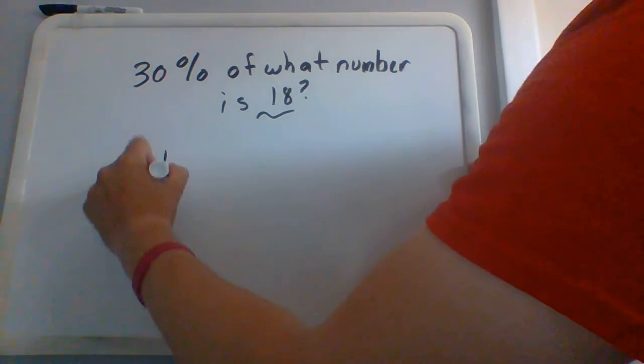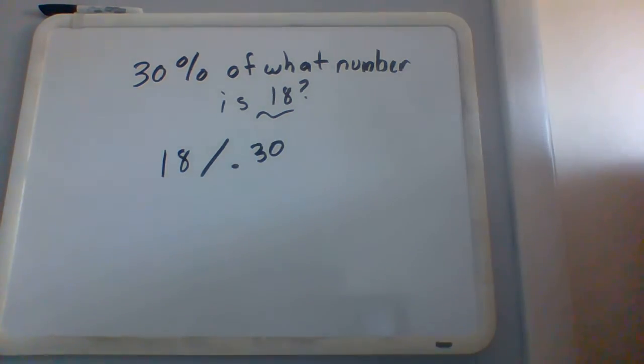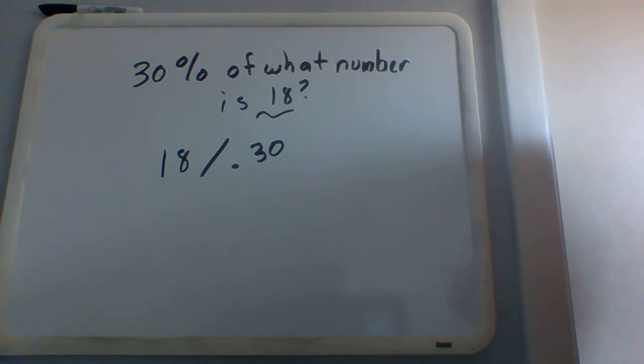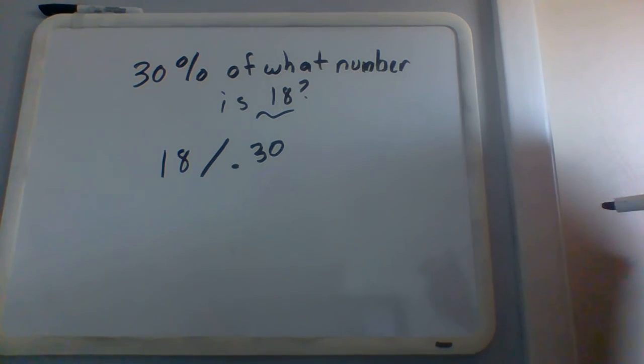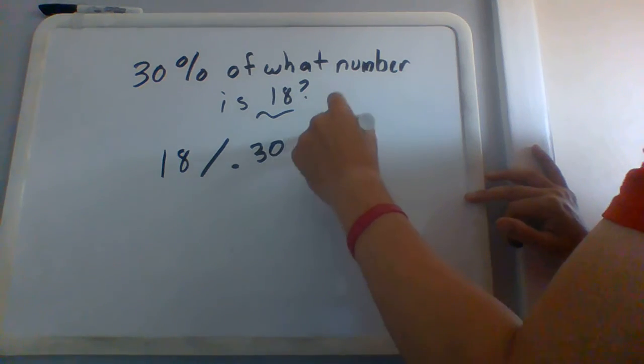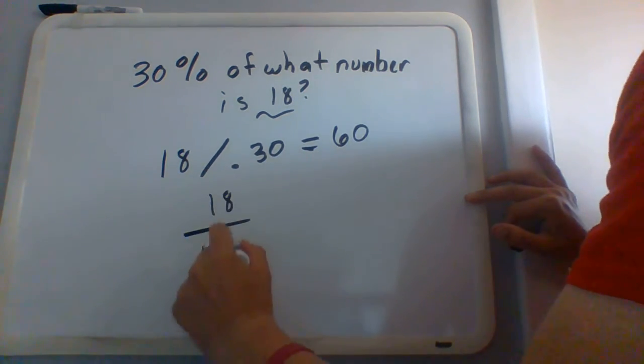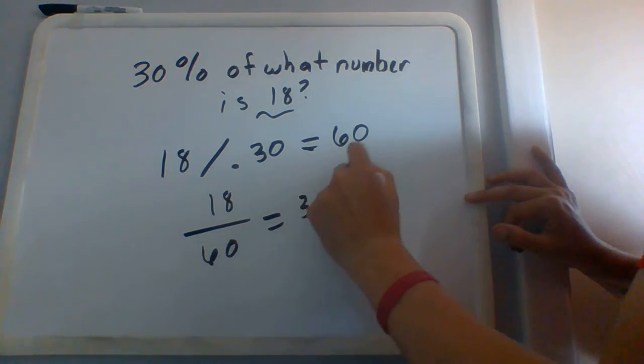So you take your number, which is 18, and divide it by 0.30. Now, in your calculator, you can also put divided by 0.3. It's going to be the same answer. And you'll get an answer of 60, which means that 18 out of 60 equals 30%.